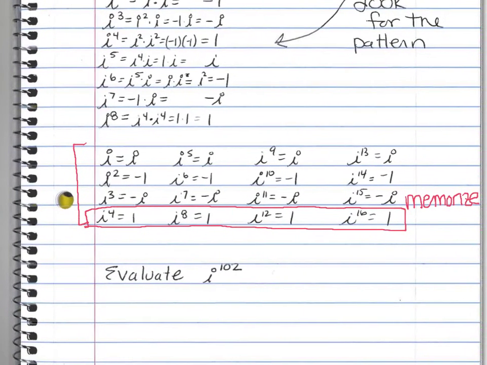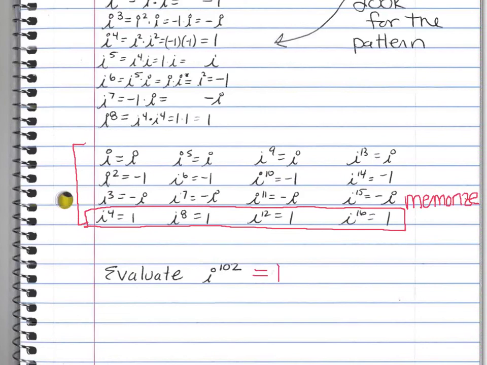So if you were asked a question on your SAT test, what's i to the 102nd power, you can think to yourself, well, that's going to be equal to i to the 100th times i to the second. i to the 100th is a power of 4, so it's 1. And i squared is negative 1, so i to the 102nd power is negative 1. This is actually not something that's going to be on your homework assignment, but it's good practice for the SAT test.